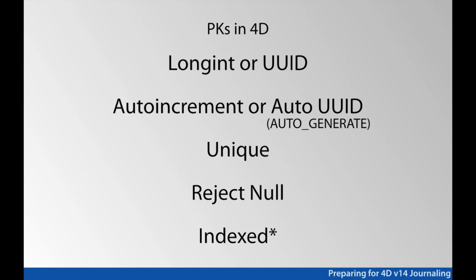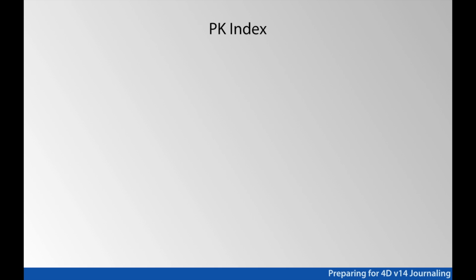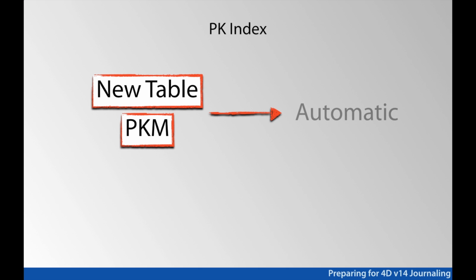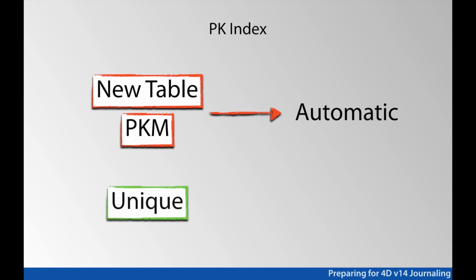Now I put a star on there for a couple of reasons. So let's look at that. If you create a new table in v14, or you use the primary key manager to assign a primary key, the index type will be automatic. On the other hand, in 4D, I think since around v12, if you set a field to be unique, 4D automatically creates a B-tree index on that field the next time you restart the database.